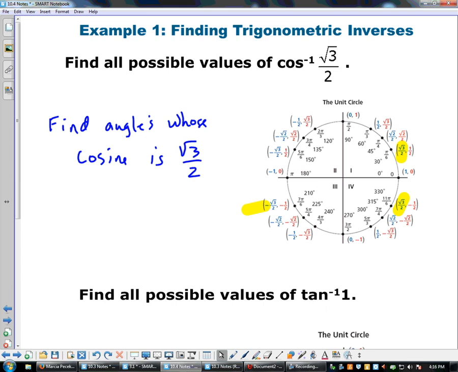The two that we have are going to be 30 degrees and 330 degrees, not 315, because Bella's correcting me. In terms of radians, that's pi over 6, and also 11 pi over 6. So those would be two of the many answers that we could put down for what angles have a cosine of square root of 3 over 2. All right, let's look at our next one, kind of the same idea here.